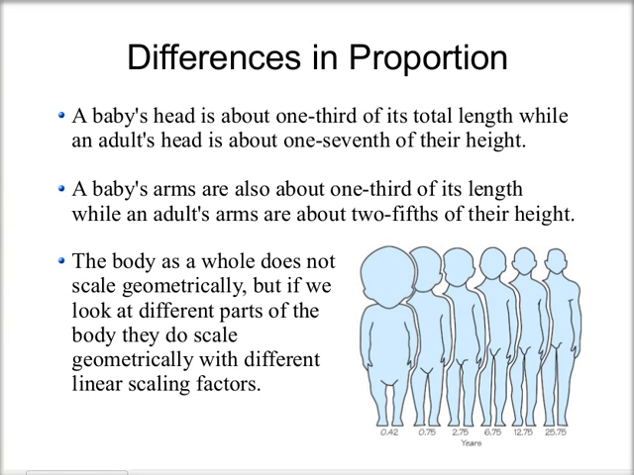So we can see that the body as a whole does not scale geometrically, but if we look at different parts of the body, some of them do scale geometrically with different linear scaling factors. A baby's arm is going to have the same structure as an adult's arm. It's just going to be smaller in size, so that grows pretty much geometrically.